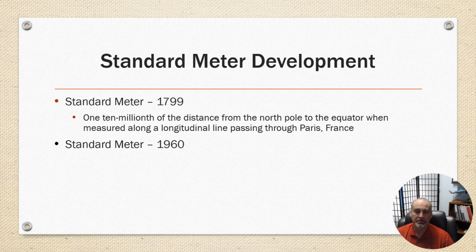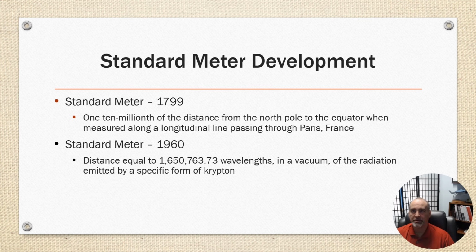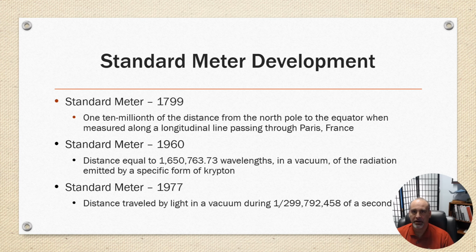It was still pretty close to the same size, but we're getting better and better technology, and it's defined by the distance equal to this really big number on the screen there, wavelengths in a vacuum of radiation emitted by a specific form of krypton. So much more accurate. And then the standard meter in 1977, there were advances, and it's defined by the distance traveled by light in a vacuum during some really, really small fraction of a second.